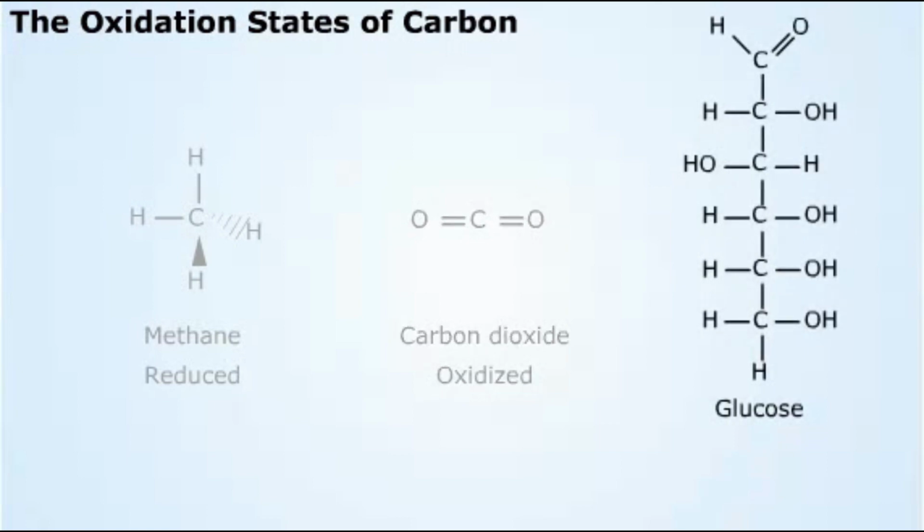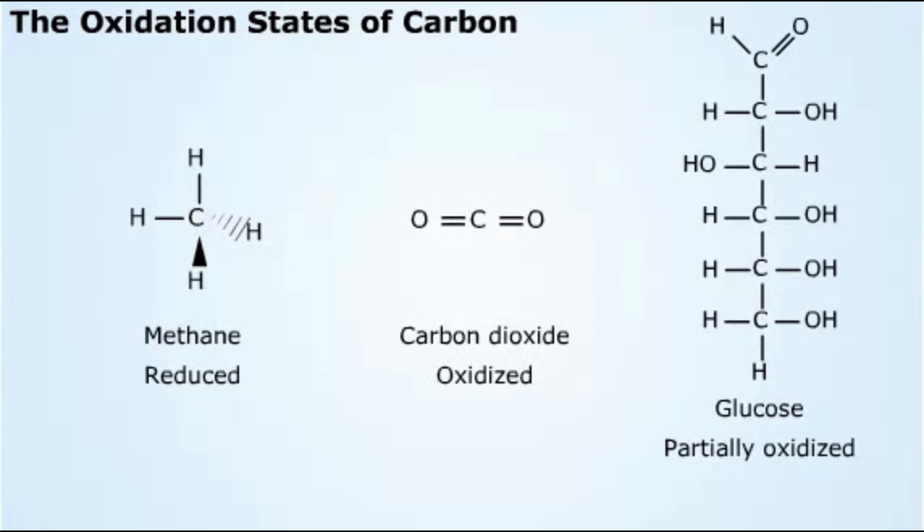The state of the carbon atoms in glucose is somewhere between those in methane and carbon dioxide. Each carbon atom in glucose is bound to hydrogen, carbon, and oxygen.